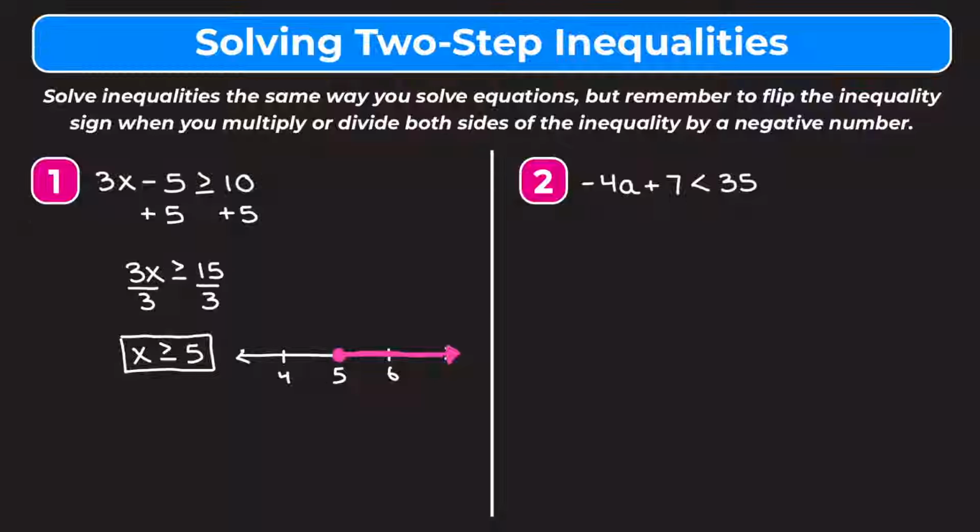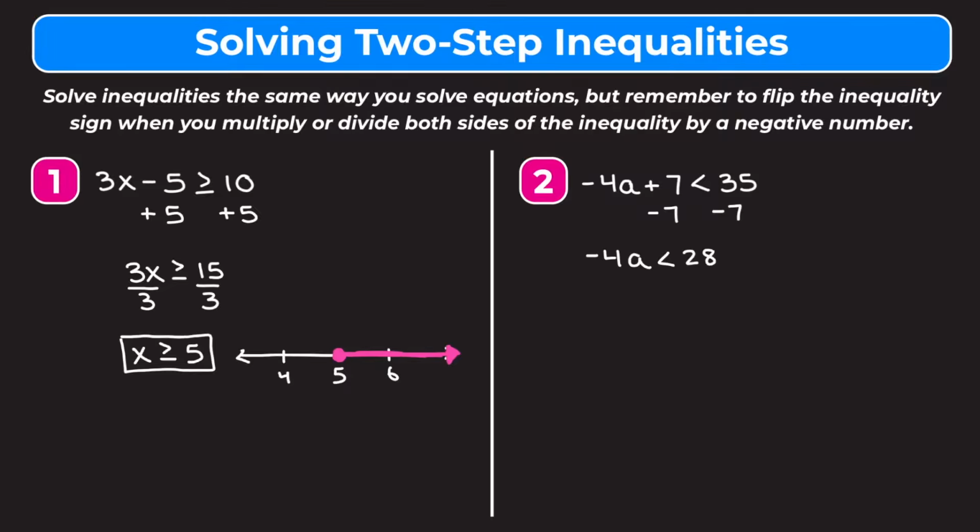If we take a look at example 2, we have negative 4a plus 7 is less than 35. Again, reverse order of operations tells us to subtract 7 from both sides first because it's being added. On the left side, we're left with negative 4a. On the right side, 35 minus 7 gives us 28.